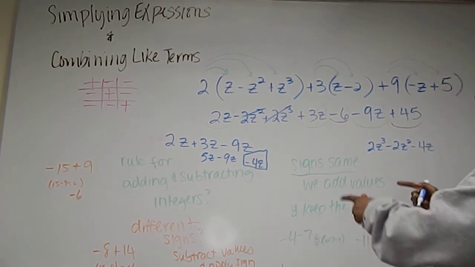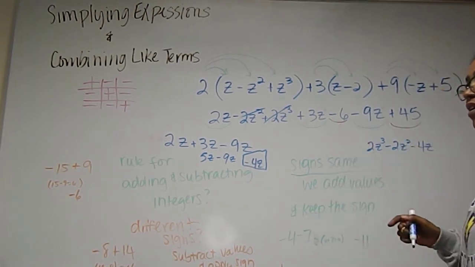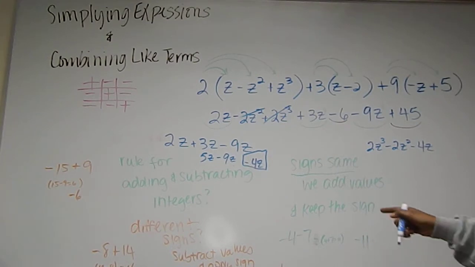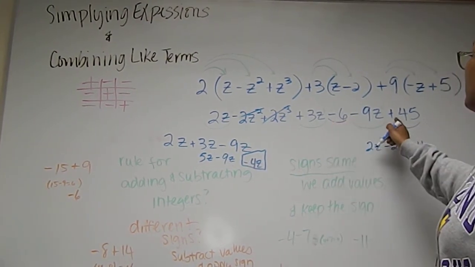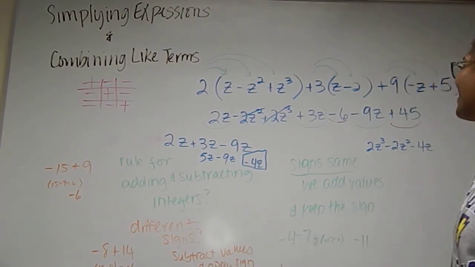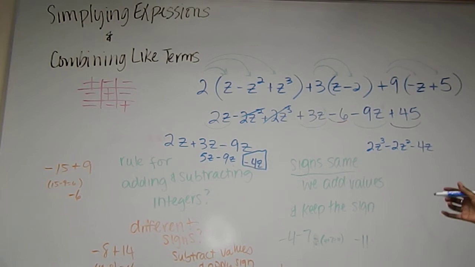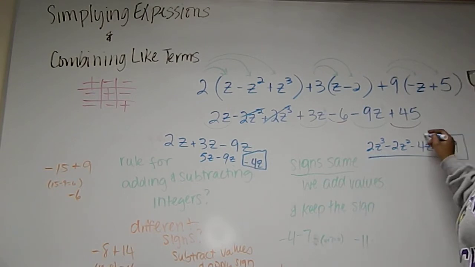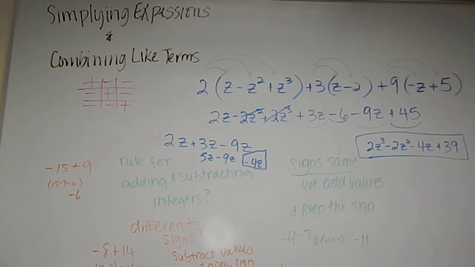Then now we just have to worry about our constant values. And what is a positive 45 and a negative 6 combined? Which rule are we going to use? Are the signs the same? Or are they different? All right? And so 45 minus 6 is what? Now we are done. Final answer. We have simplified our expression. And that's as simple as we can make it because we don't have any other like terms to combine. Okay?